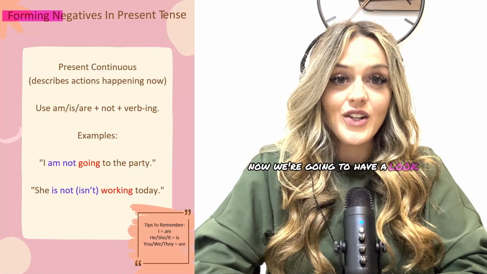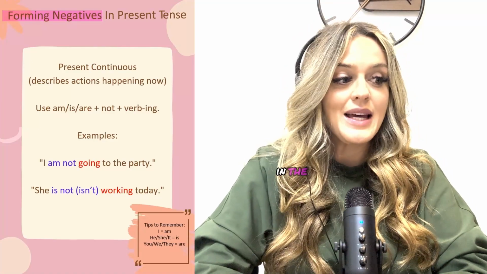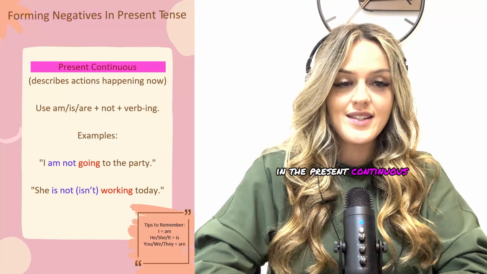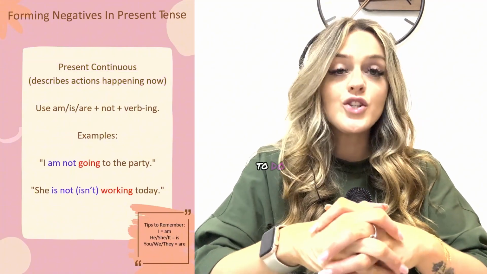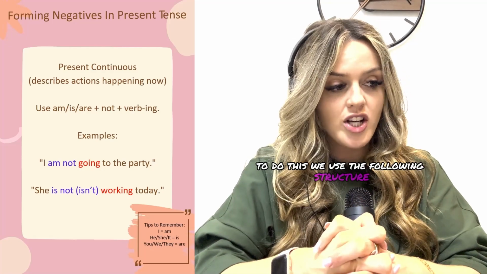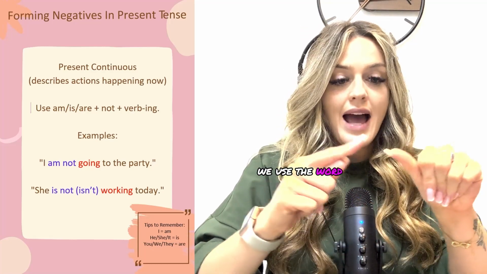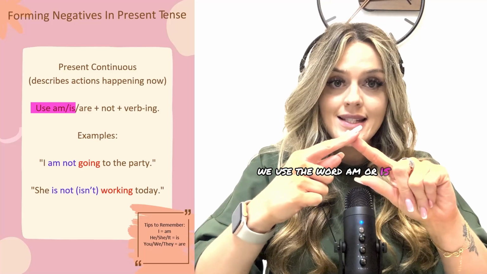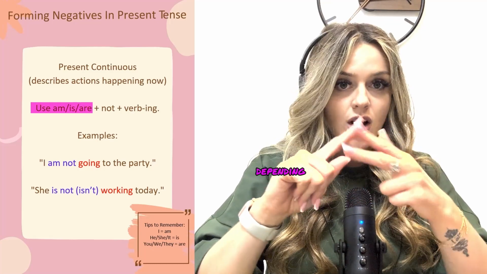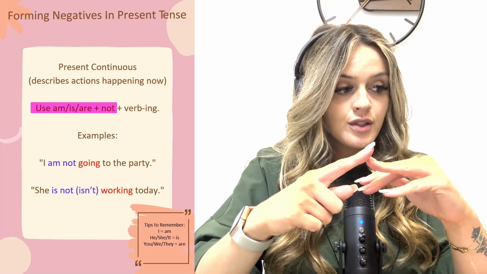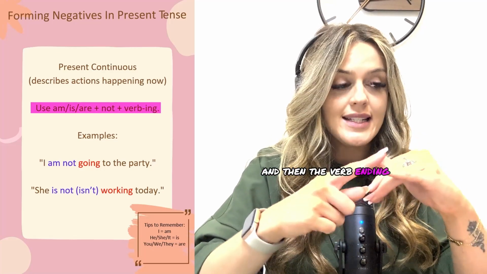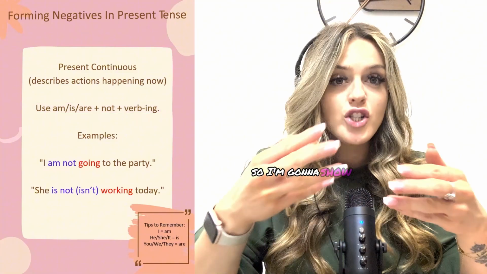Now we're going to have a look at forming negatives in the present continuous, which is describing actions happening right now. To do this, we use the following structure. We use the word am, or is, or are, depending on what our subject is, plus the word not, and then the verb ending in ing. So I'm going to show you an example now.